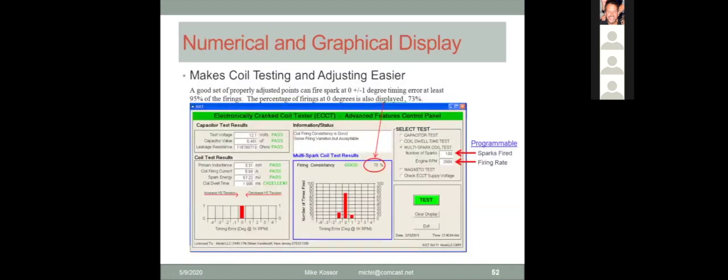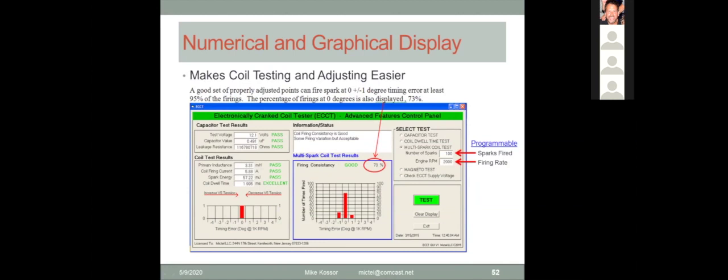And here's a graphical display of the distribution. I think we saw this before. In this case, this is an example of the ones with the 3 LEDs on, where you see about 73% are firing right at 0, and the others between 10 and 15% are firing within 1 degree. So this would be good.